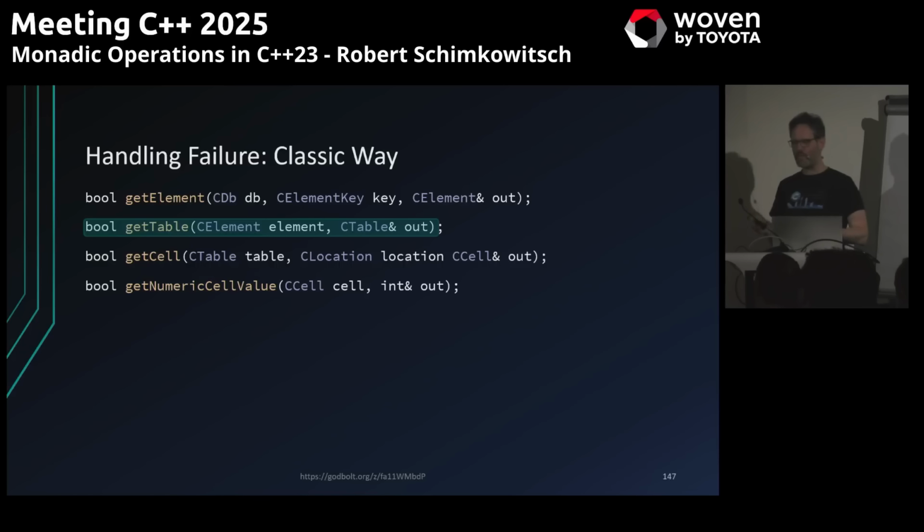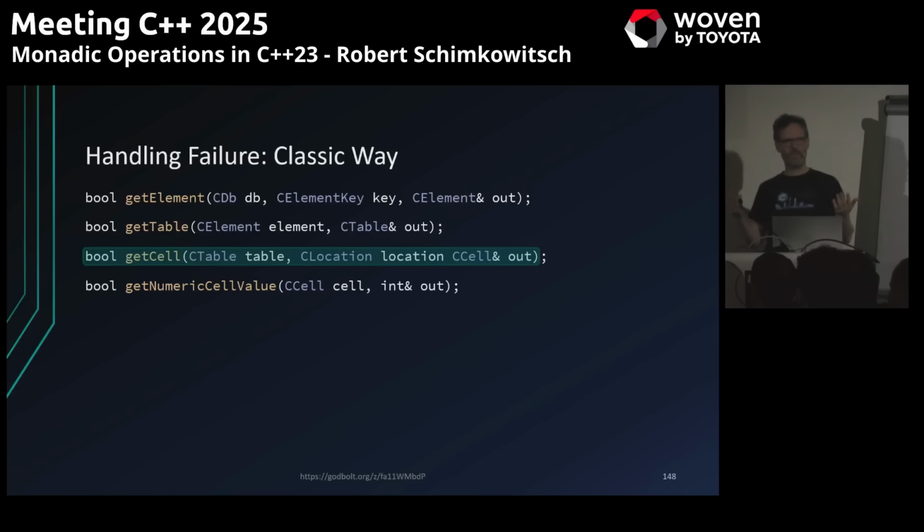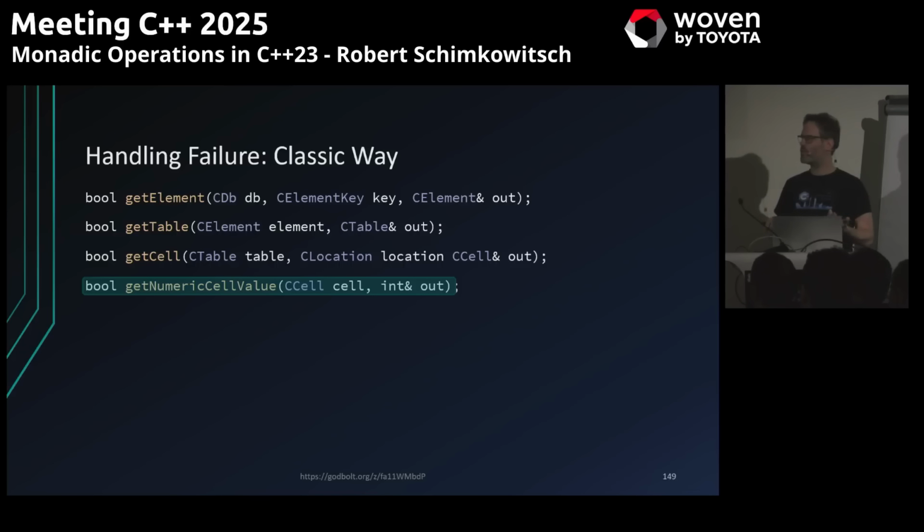Then we have getTable, which extracts the table data from an element. Again, the bool return value tells us whether it succeeded. Then with getCell, we need the cell location as an extra parameter. And then finally, getNumericCellValue, which should give us an integer if the type is correct.